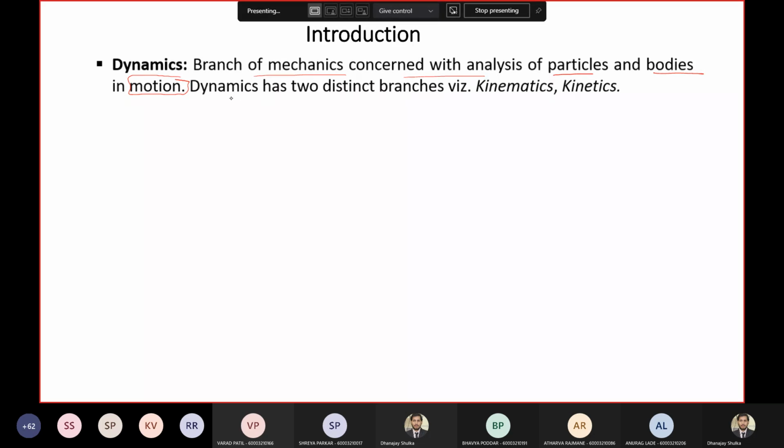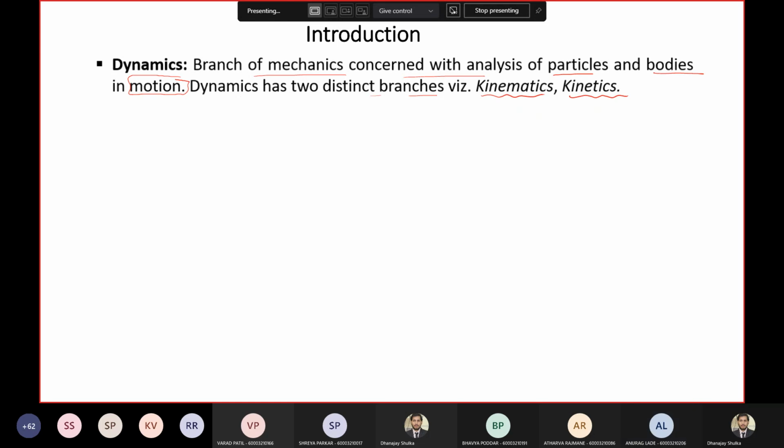With respect to this motion, we have two distinct branches in dynamics. One is called kinematics and another is kinetics. This motion we are studying in two different ways, one is kinematics and the other is kinetics. Am I audible to everyone? Yes, sir.